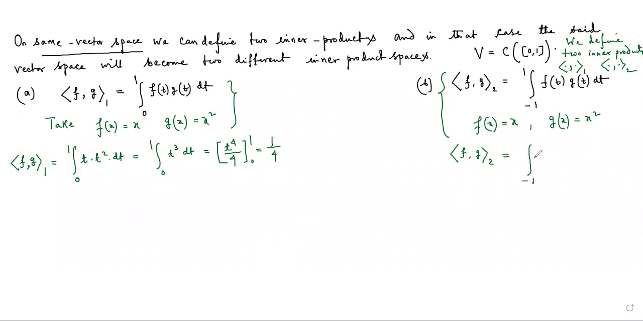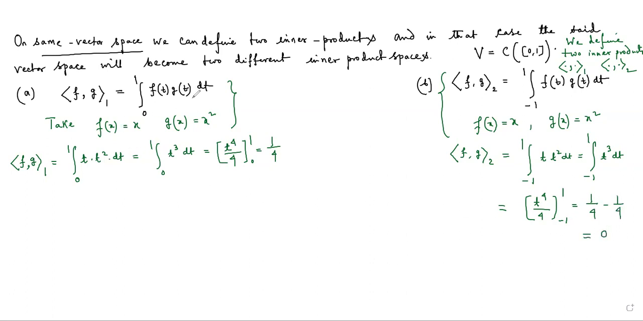If I want to find the inner product of f comma g under the second inner product, you will get the integral from -1 to 1 of t times t square dt, which would be equal to the integral from -1 to 1 of t cube dt, that is equal to t to the power 4 by 4 from -1 to 1, and that would be 1 by 4 minus 1 by 4, which is equal to 0.